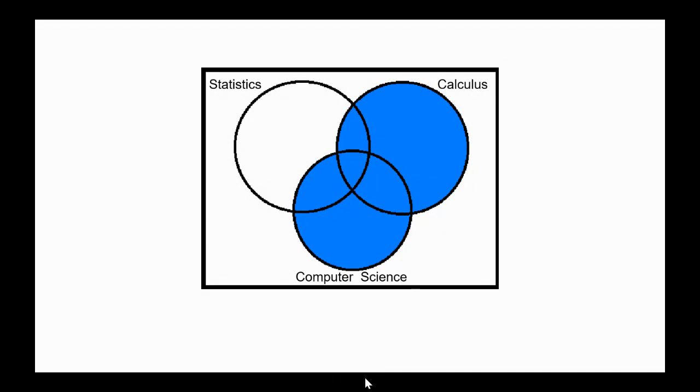What two circles are fully shaded? Calculus and computer science. But can I say calculus and computer science, or do I have to say calculus or computer science? Remember, and means talking about the intersection. Is only the intersection shaded? No, so I have to say calculus or computer science.